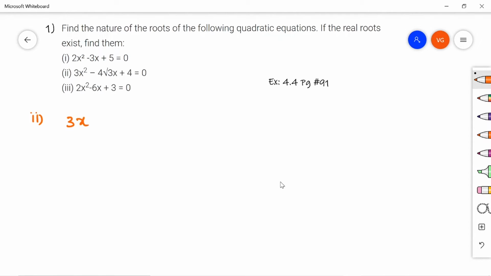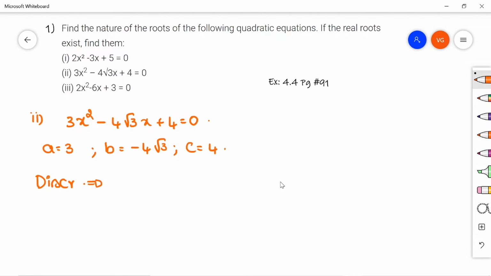So the equation given is 3x square minus 4 root 3 x plus 4 is equal to 0. Upon comparing with the standard form ax square plus bx plus c is equal to 0, we'll get a is equal to 3, b is equal to minus 4 root 3 and c is equal to 4. To find out the nature of the roots, first we have to find out the discriminant. So the discriminant is b square minus 4ac.